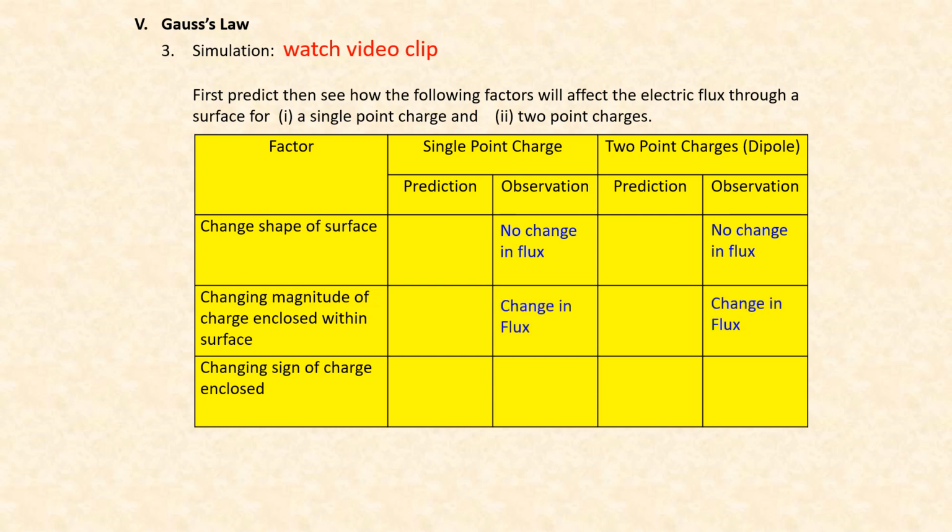Changing the sign of the charge enclosed also changed the sign of the flux. When electric field lines leave the surface, that is when we have a positive charge enclosed, the flux is positive, whenever we have more field lines leaving than entering. When we had a negative charge enclosed by the surface, we saw that the net flux was negative. That's because more field lines enter the surface than leave it.